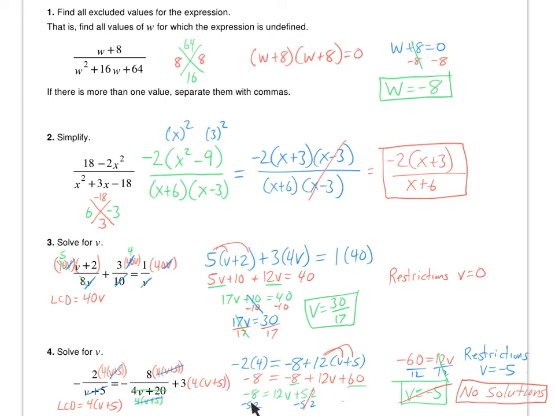I start moving this over, get v by itself, and I got negative 5. Now why did I cross this out with no solutions? Because negative 5 is a restriction. If I go over here, isn't negative 5 plus 5 equal to 0, which errors out? So my answer is actually a restriction. It's undefined, so I cannot even use the answer I got. There are no solutions to this problem.